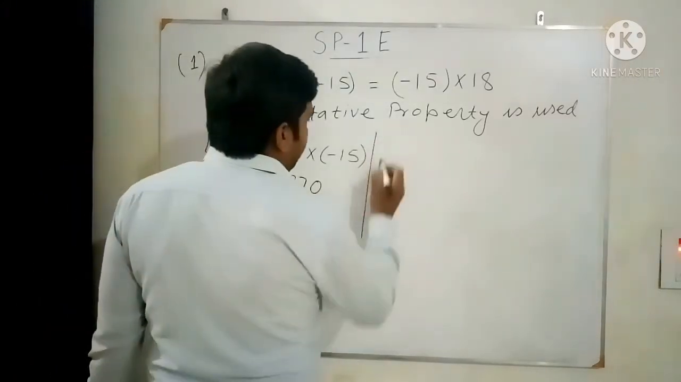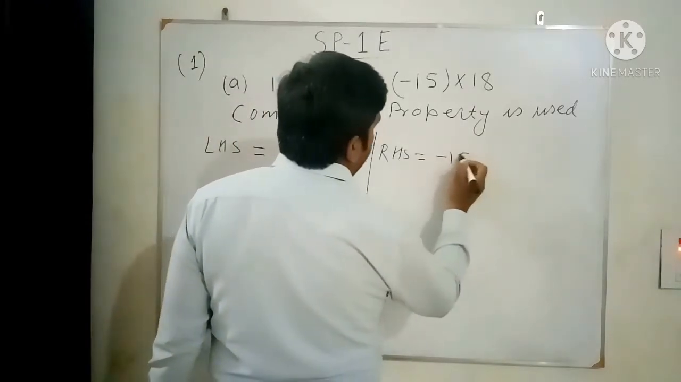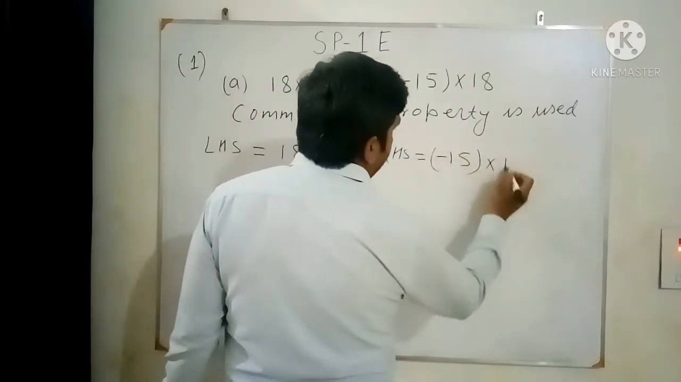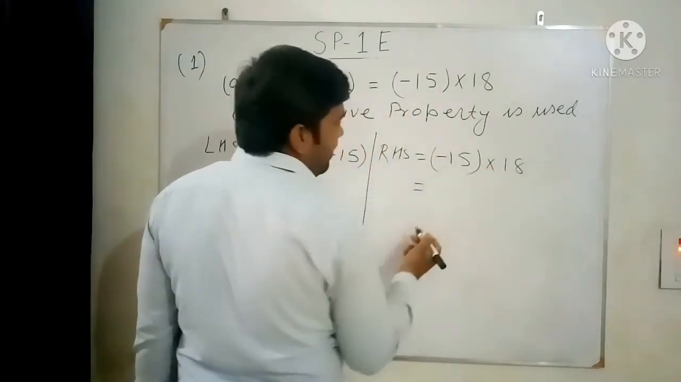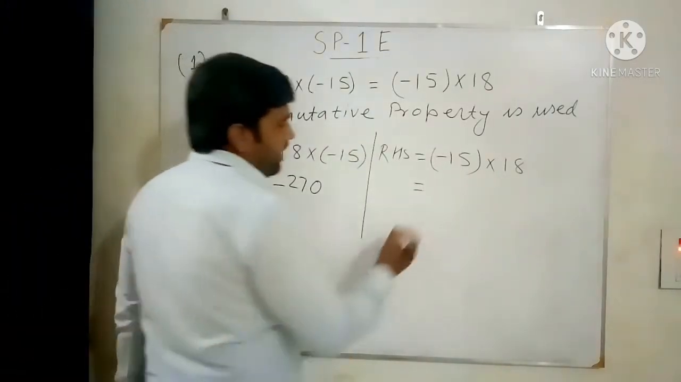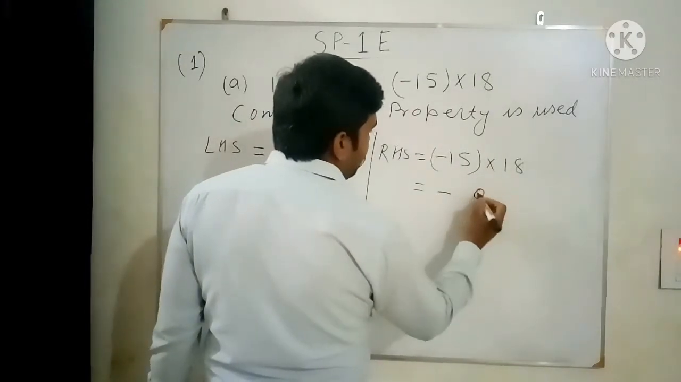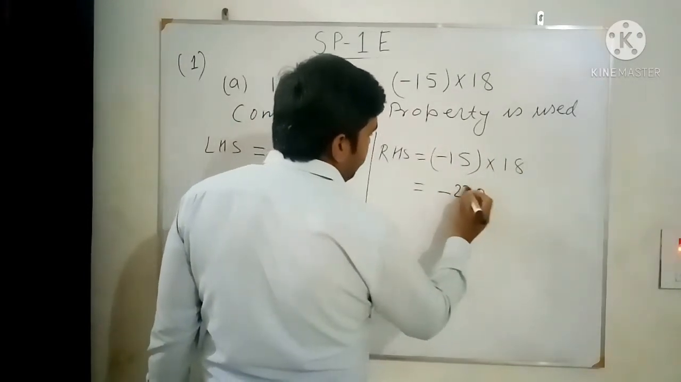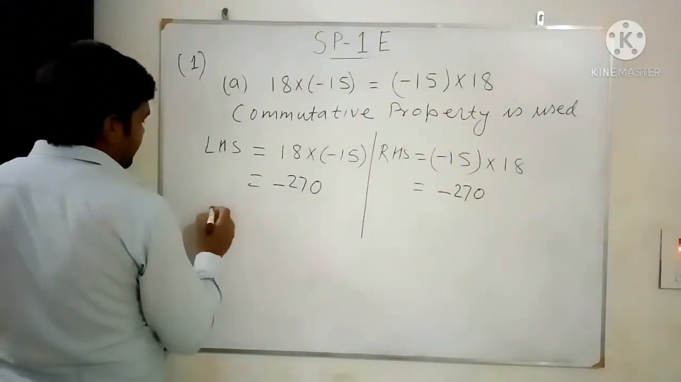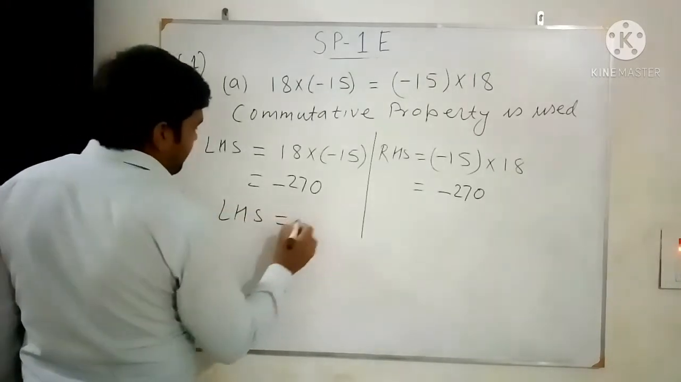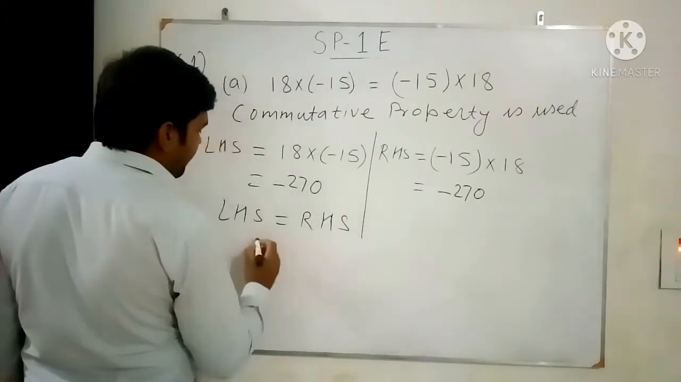Now we solve the right hand side. RHS, minus 15 multiply 18. Again first you multiply the sign: minus multiply plus gives minus. And again 15 8s are 120, 0, carry 12, 15 1s are 15 plus 12 is 27, minus 270. See, the left hand side and right hand side are the same. So what you write? LHS equals RHS. Left hand side is equal to right hand side, verified.